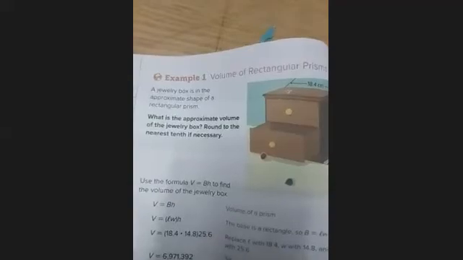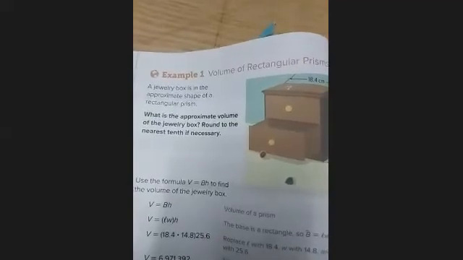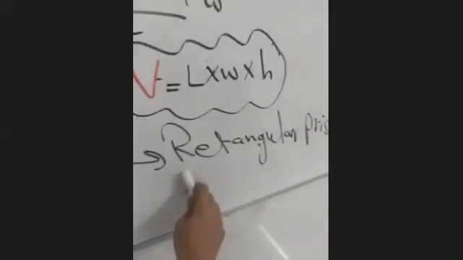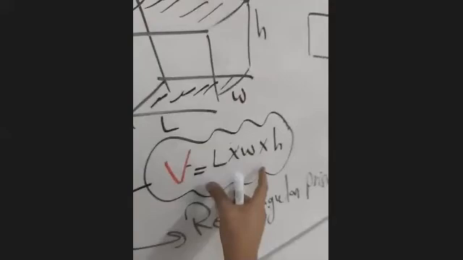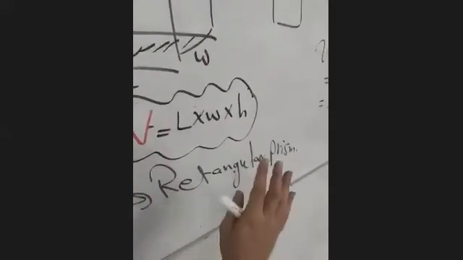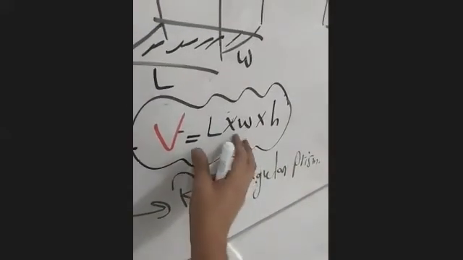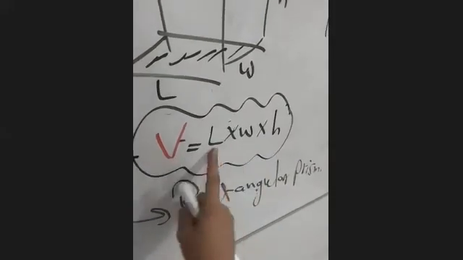A jewelry box is in the approximate shape of a rectangular prism. What is the volume of a rectangular prism? You should have this formula memorized. The question says rectangular prism volume, so it should be in your mind: V equals length by width by height. Continue. What is the approximate volume of the jewelry box?